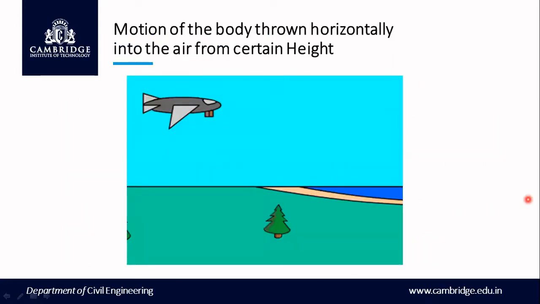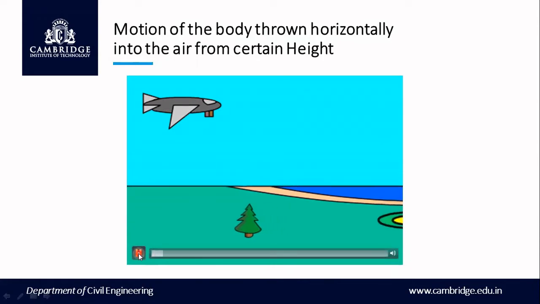Next is motion of a body thrown horizontally into the air from a certain height. Initially we saw a projectile that starts from the ground and ends at the ground. Now we are going to check where the particle starts from a certain height and then ends at the ground, traveling a parabolic path. You can see this figure here.